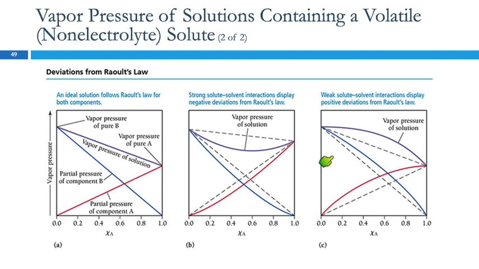Or we could have the opposite situation where the solute and the solvent really do not like each other. And so they're at the surface, and it's like, well, normally I would evaporate like this, but ooh, I don't like you. I'm going to get out of here as fast as I can, right? And so the vapor pressure of each component is going to be a little larger than it would be if it was behaving ideally, and so the total here is going to bulge up. Any questions?